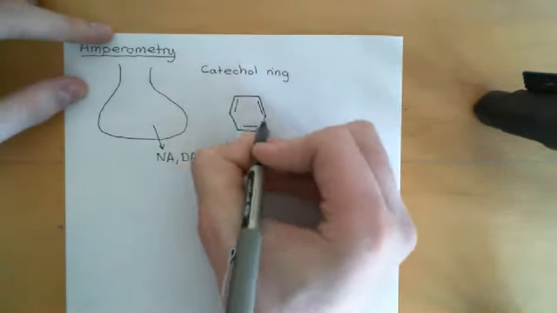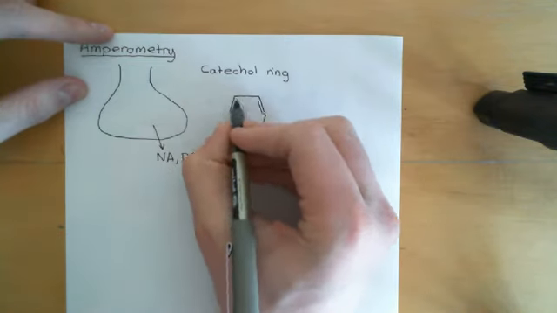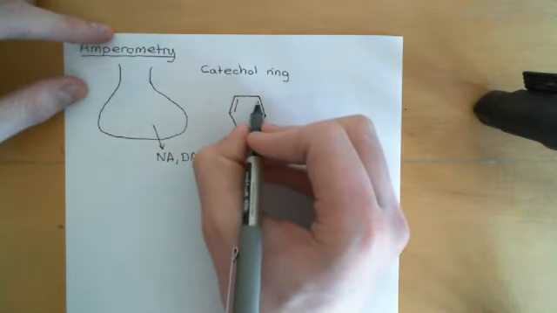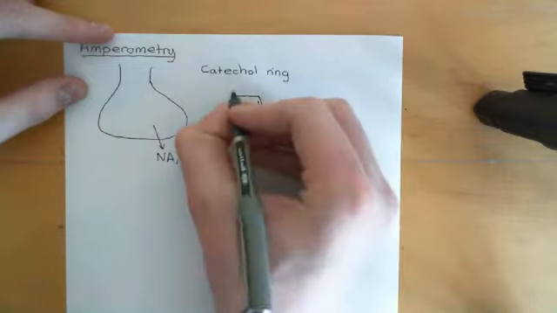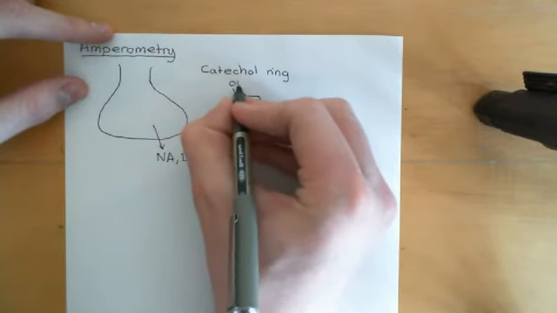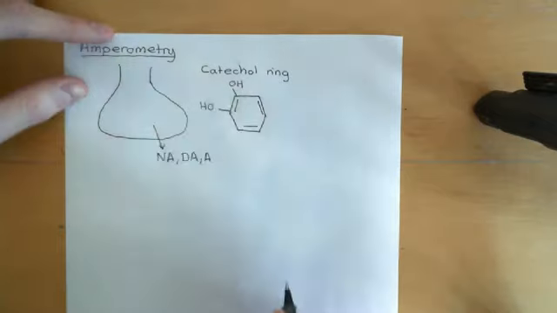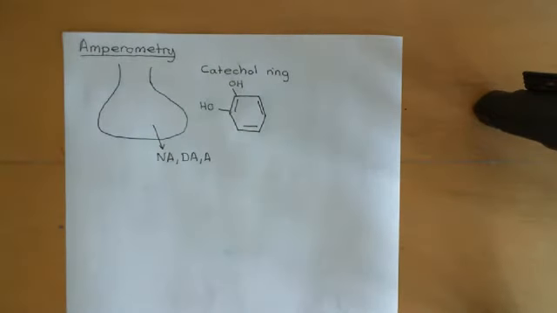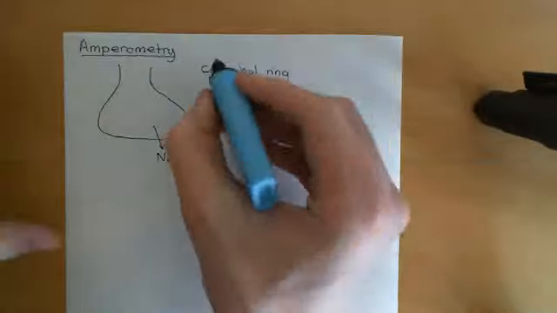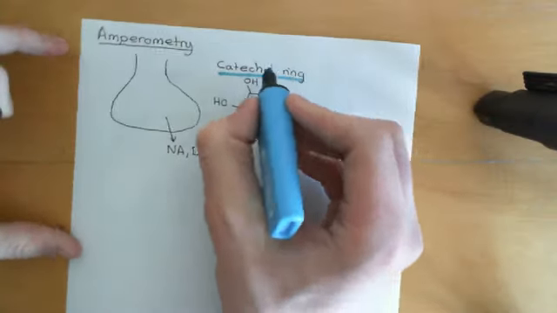So you have a 6-membered carbon ring where you have alternating double and single bonds, and then each of the carbons will have a hydrogen coming off. Now in the case of catechol, 2 of these carbons are going to have lost their hydrogens and are instead going to have alcohol groups coming off. So this is the structure of the catechol ring.